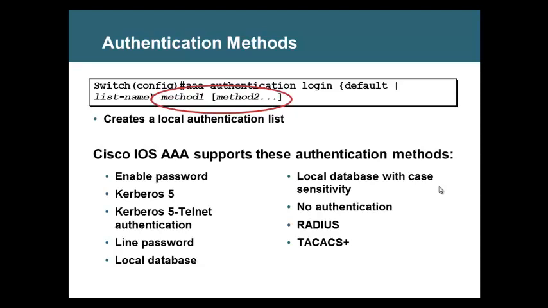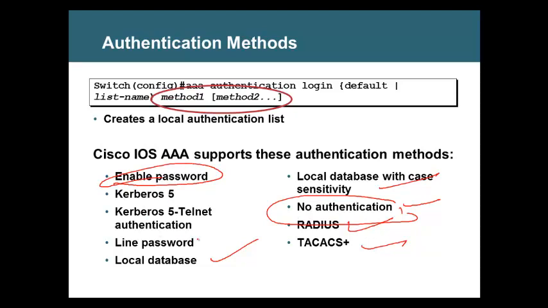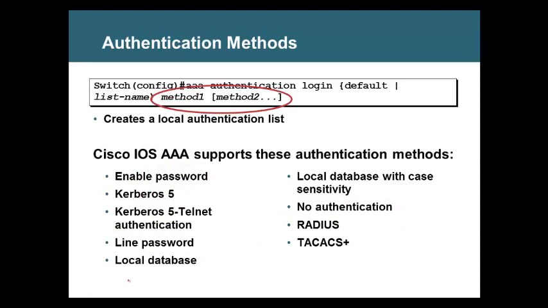Then there is no meaning of calling it authentication, authorization and accounting when there is no authentication. What I mean is, we may have an AAA service without authentication also. RADIUS, TACACS, without any authentication, local database with case sensitive. These are all the popular ones. Even for the enable password you may use AAA. Line password, meaning line VTY and SSH. And this is the old one, Cryptosys. So these are all the different methods of having AAA.